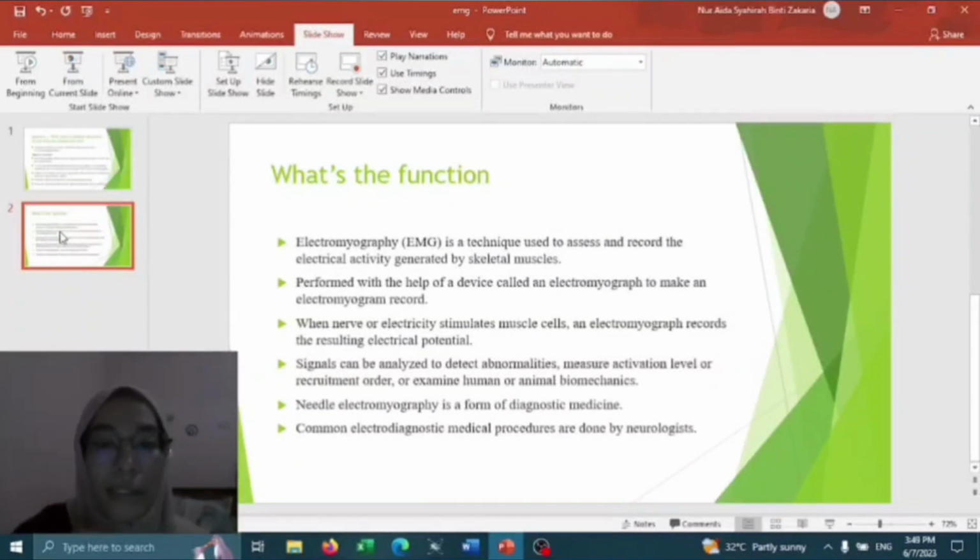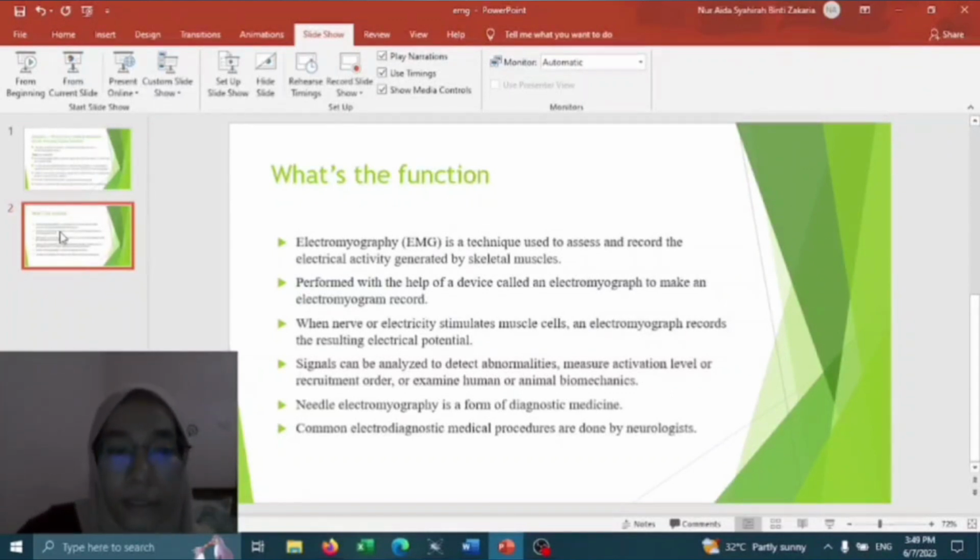Electromyography, EMG, is a technique used to assess and record the electrical activity generated by skeletal muscle, which facilitates movement by applying force to bone and joint tendon via contraction. And next, it is performed with the help of a device called an electromyograph to make an electromyograph record. When nerve or electricity stimulate muscle cells, the electromyograph records the resulting electrical potential.